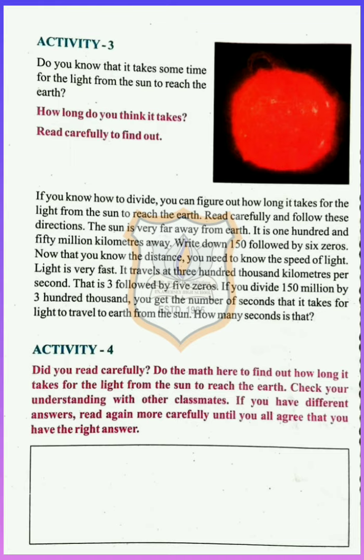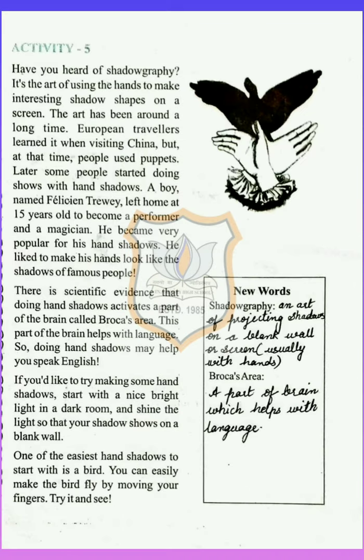Understood? Next, moving on to activity number 5, and this activity is based on shadowgraphy and Broca's area. So what is shadowgraphy? It is an art of projecting shadows on a blank wall or a screen, usually with the use of hands. And what is Broca's area? It is a part of the brain which helps with language. And it is scientifically proven that doing hand shadows activates a part of the brain that is called Broca's area.